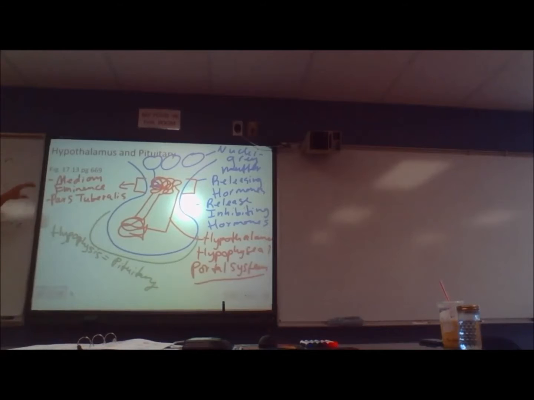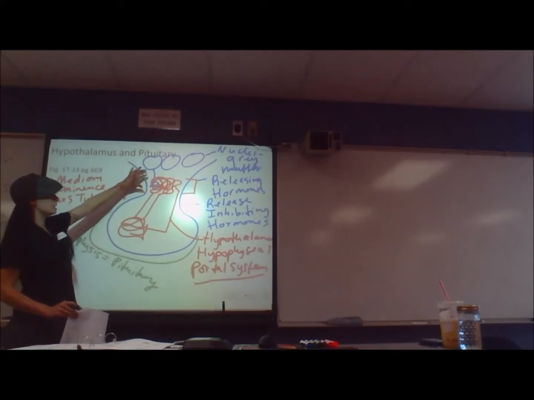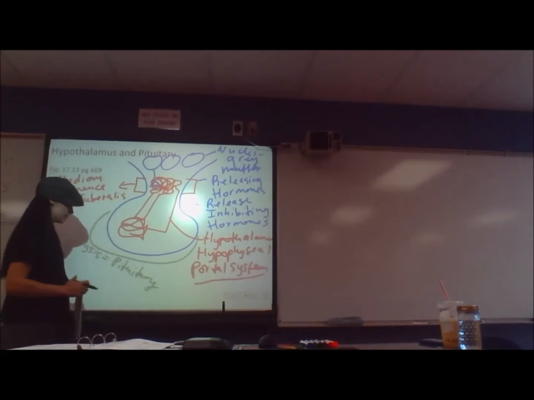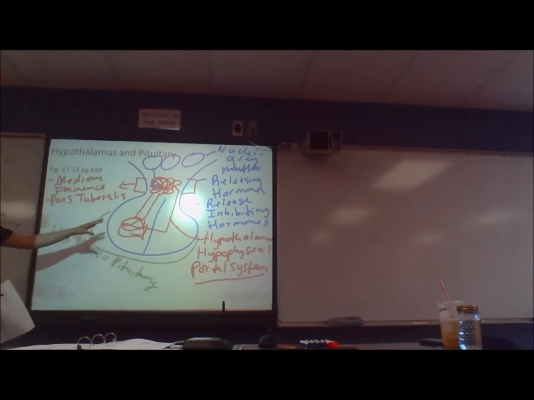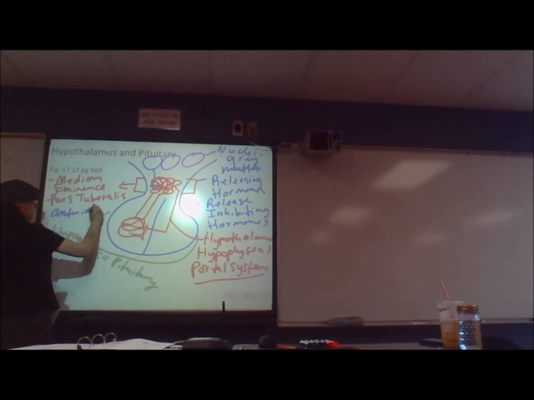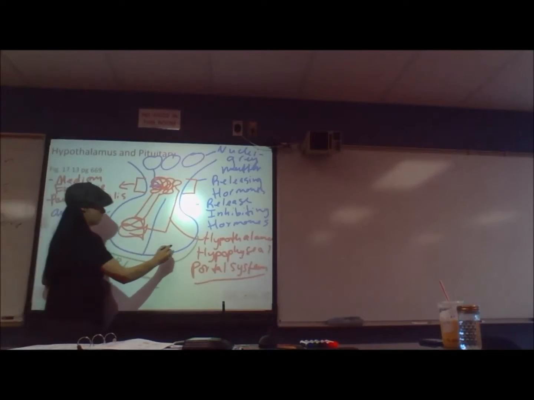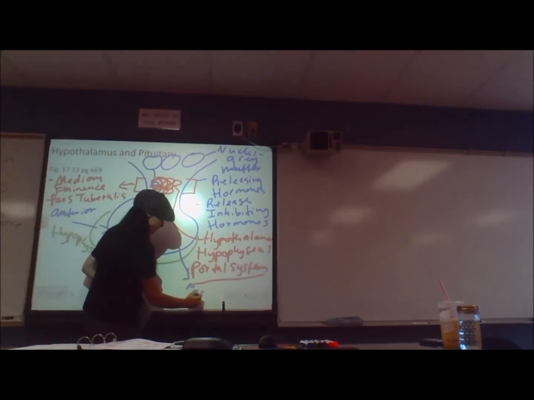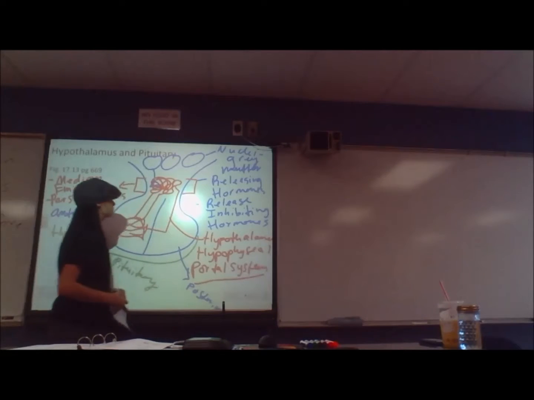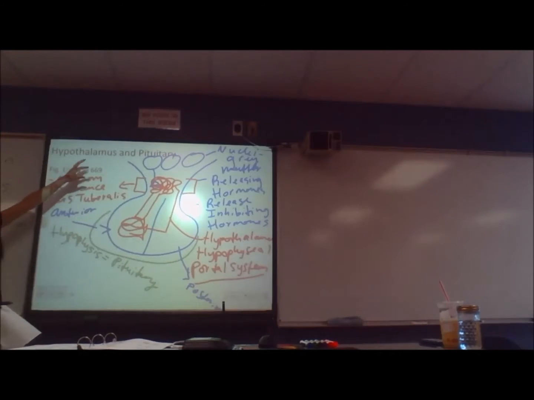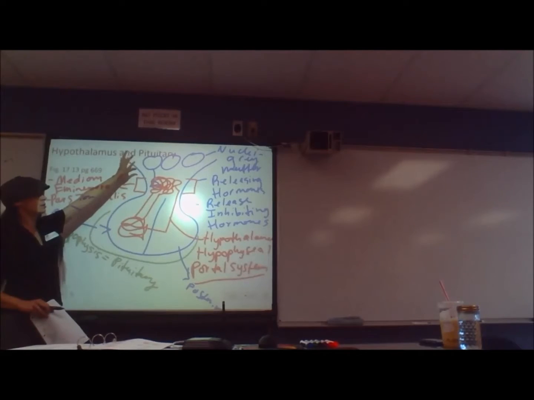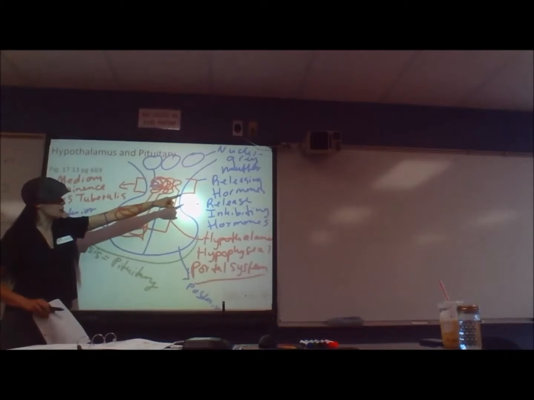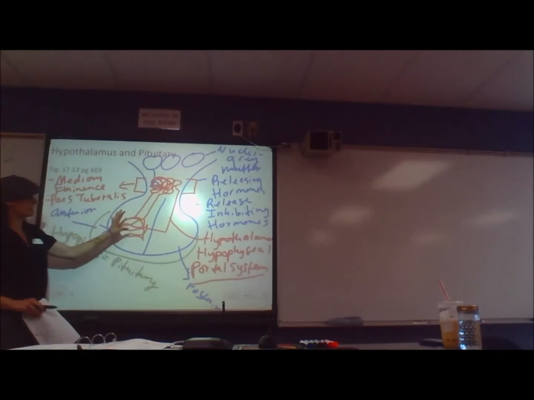And that portal system is going to be how we connect this region, the median eminence up here, down to our anterior pituitary. So if we look at our pituitary, it actually gets divided into an anterior and a posterior. So this is anterior. And our posterior pituitary is back here. So the hypothalamo-hypophyseal portal system is how we're going to connect our neurons here that are releasing these releasing hormones and release inhibiting hormones to our anterior pituitary.